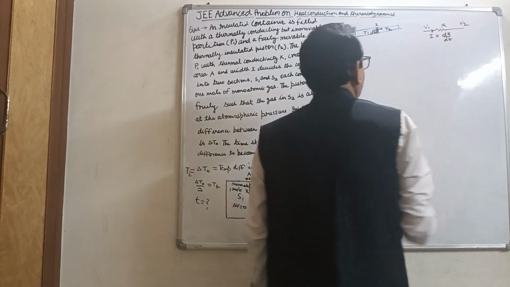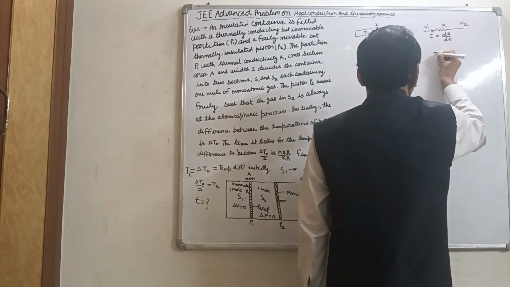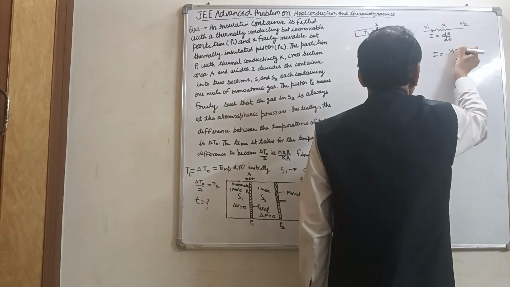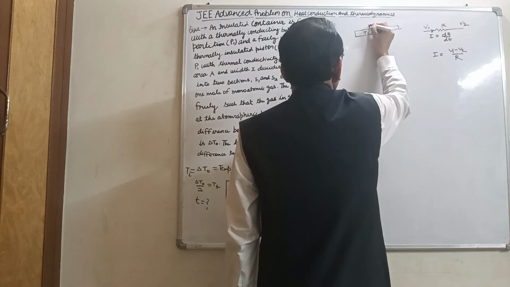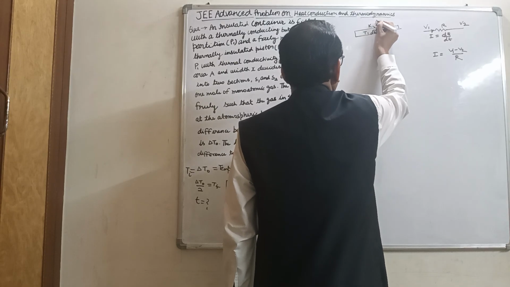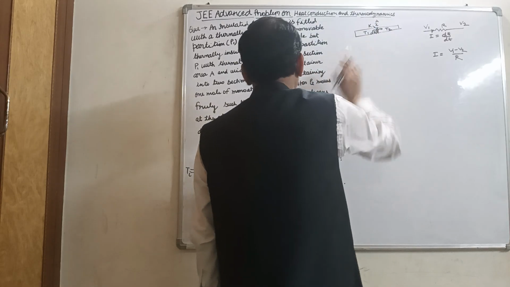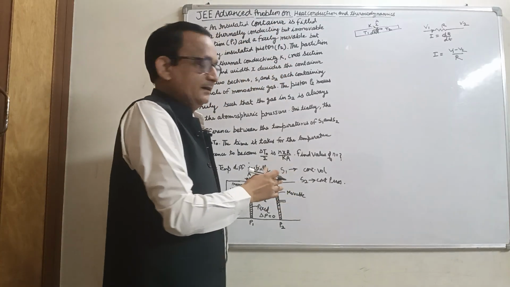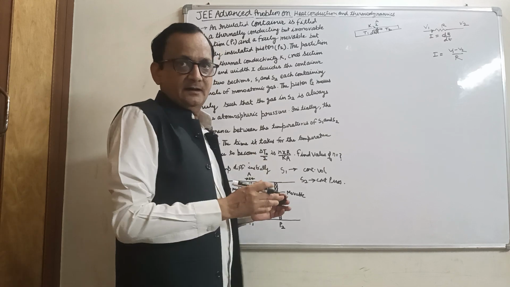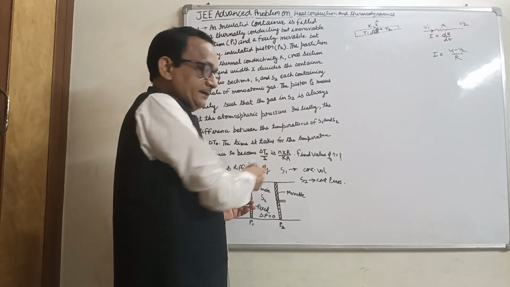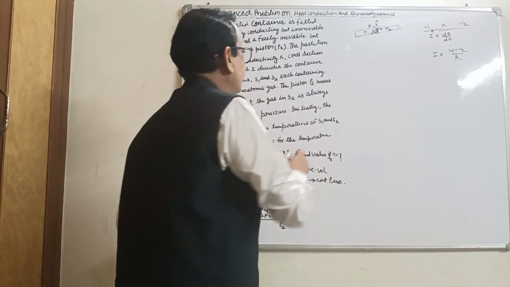Similarly, here the current we can write as V1 minus V2 upon resistance. The thermal conductivity of the piston is K and the area of the piston is A. This is the concept I am explaining. I will elaborate the concept while getting the result for this problem.